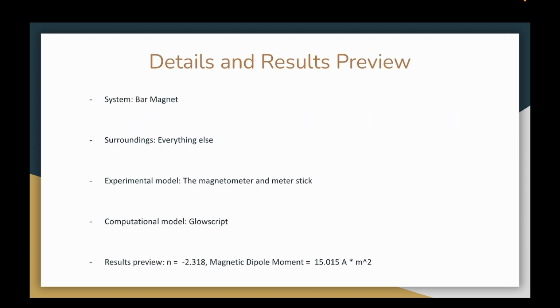So, some details and a little results preview. The system of the experiment is the bar magnet, and the surroundings is everything else. The experimental model is the magnetometer and the meter stick, and the computational model was made using GlowScript. And a little results preview. We found N to be negative 2.318, and the magnetic dipole moment to be 15.015 amps per meter squared, times meter squared.